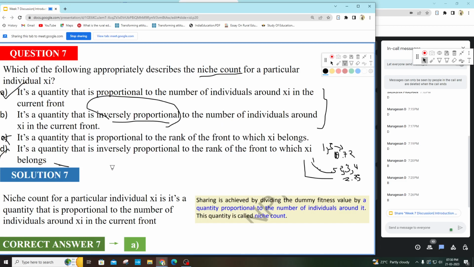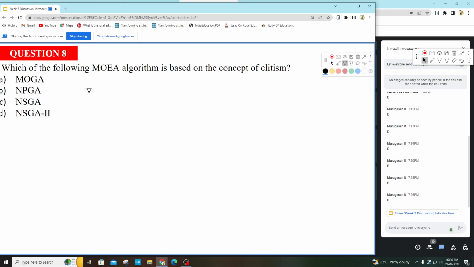And D cannot be true because here it was talking about rank of front, and niche count is only applicable to a single front. So that is why D is not correct. So your answer is A. So let's move on to the next question.